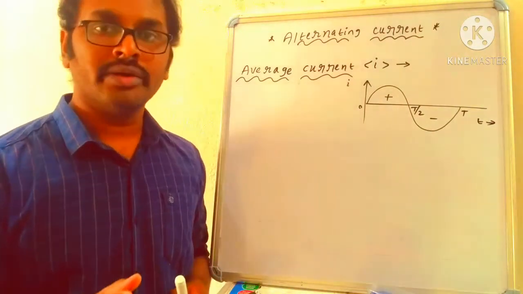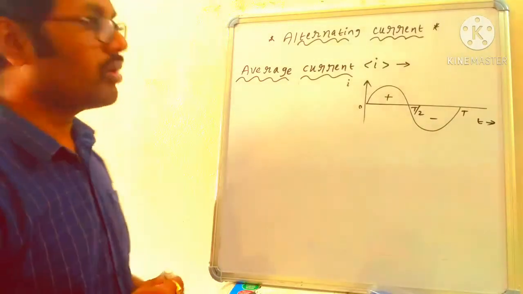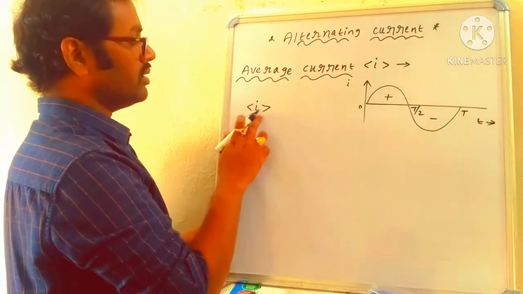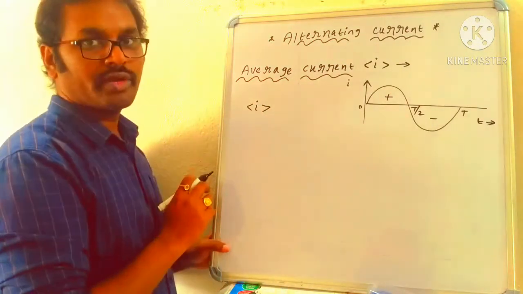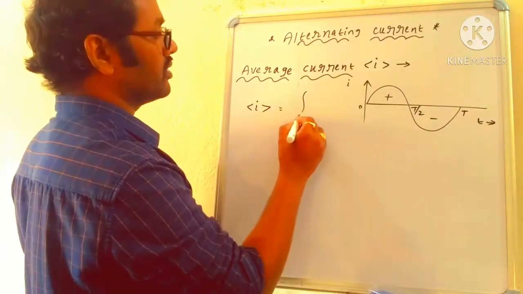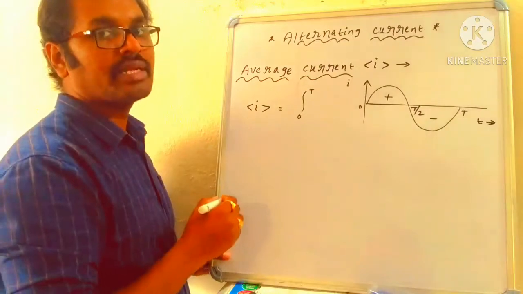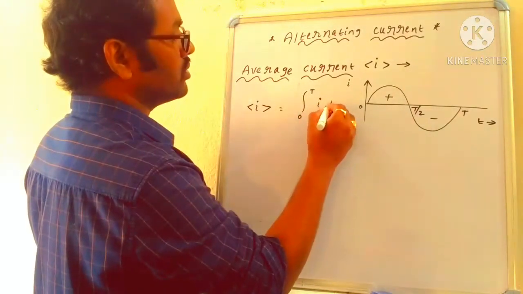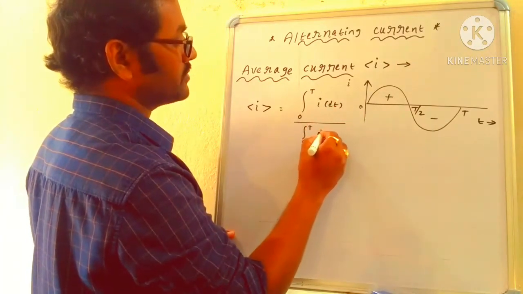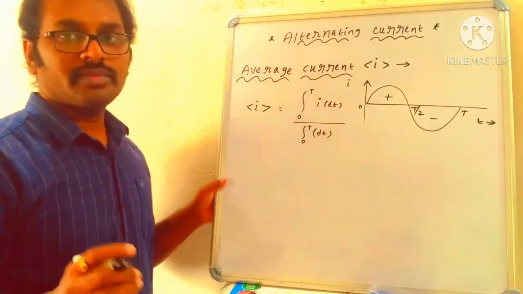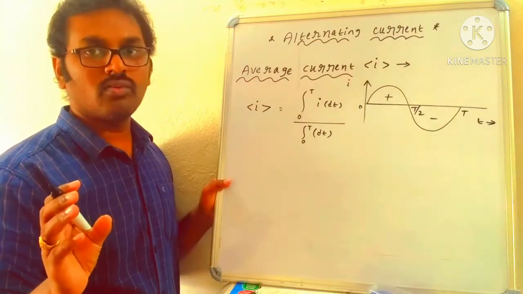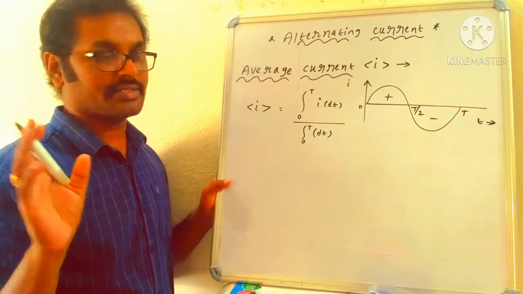For any physical quantity, to find its average value we have the expression: the average current, written with this kind of bracket, indicates the average value. Average current is equal to the integral from 0 to T for the complete cycle of I dt, divided by the integral from 0 to T of dt. This is the most general expression to find the average value of any physical quantity. Here the physical quantity is the current.